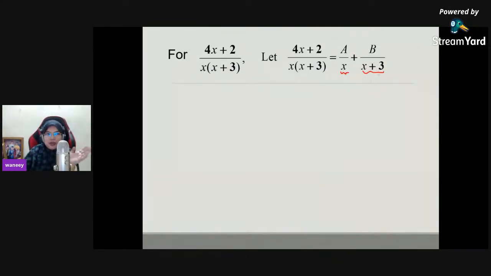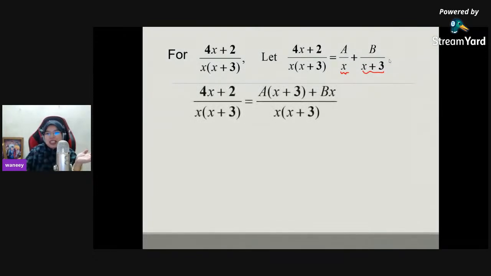We only use a linear factor, a linear on top of, or a linear in our numerator whenever we have a quadratic that cannot be factorized in our denominator. So kalau quadratic tu tak boleh factorize, ya kita pakai linear. Kalau tidak, semua kita pakai constant.